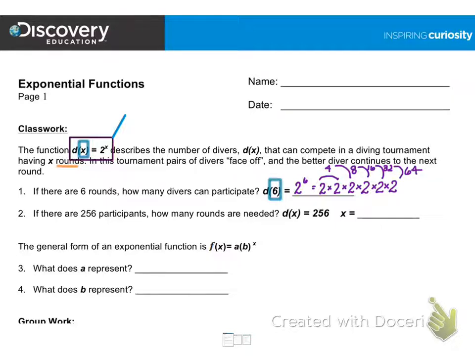Now we need to figure out how many rounds are needed to get to 256. Well, we already know that 2 to the 6th is 64. What if we multiply that by 2 more? Well, that would be 2 to the 7th, and that would be 128. Remember, we're trying to get to 256. Well, let's try one more. 2 to the 8th, that would give us 256. So the x value there is 8. I'm getting better at this, y'all.